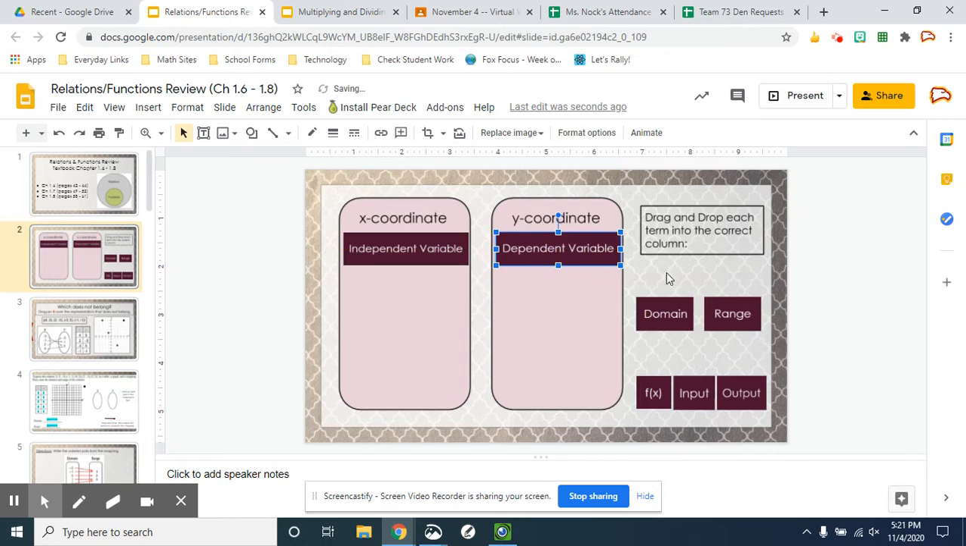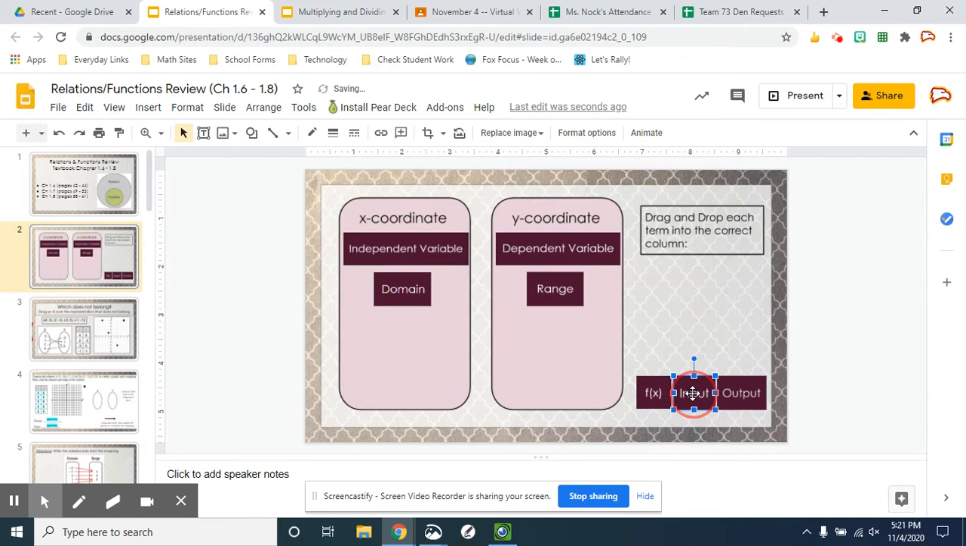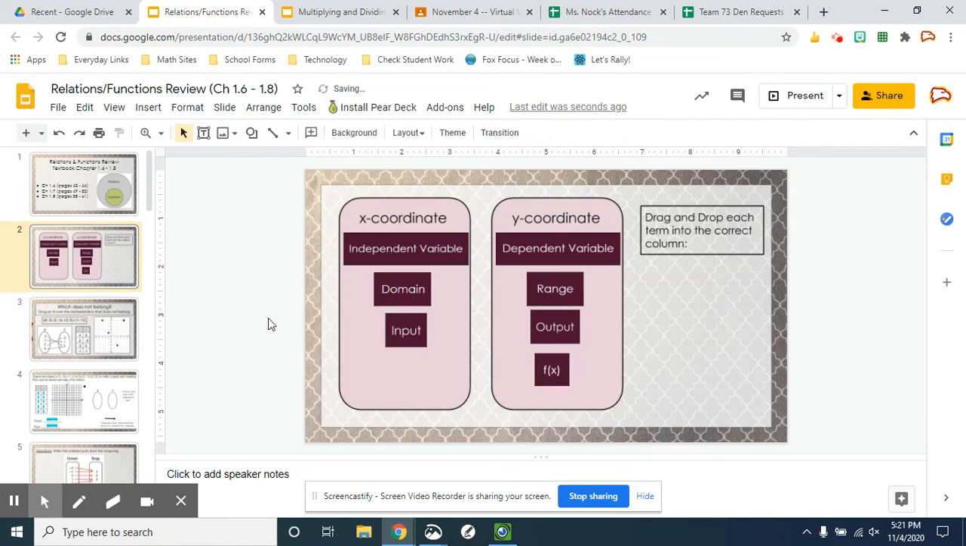the independent variable. So your domain is your x, making your y your range. Your input is your x. Once again, you can't have output unless you have your input. And then f of x is equivalent to y. So we're going to put that in that column.